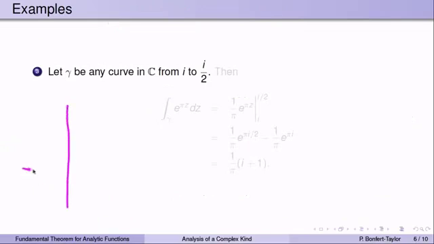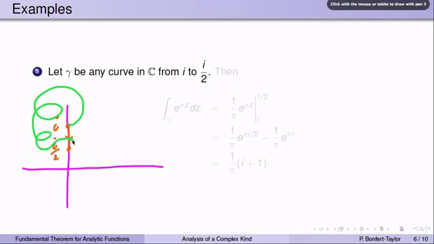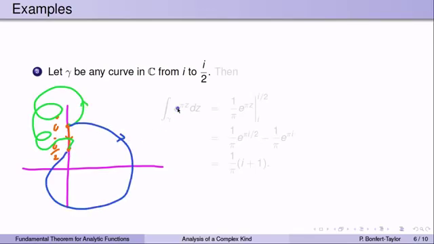Suppose gamma is any curve in the complex plane from i to i over 2. So I could clearly simply go along the imaginary axis, but I could also go a really complicated path, or a path like this, any path.